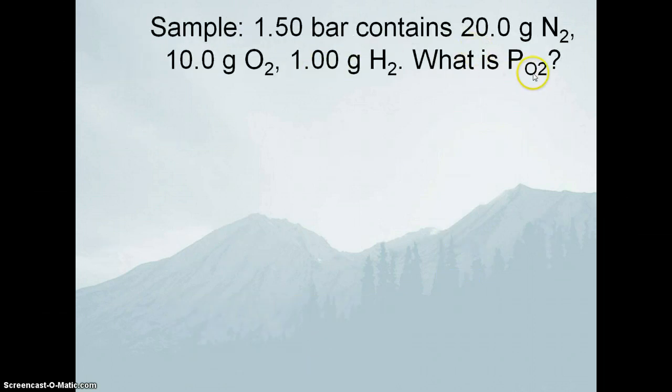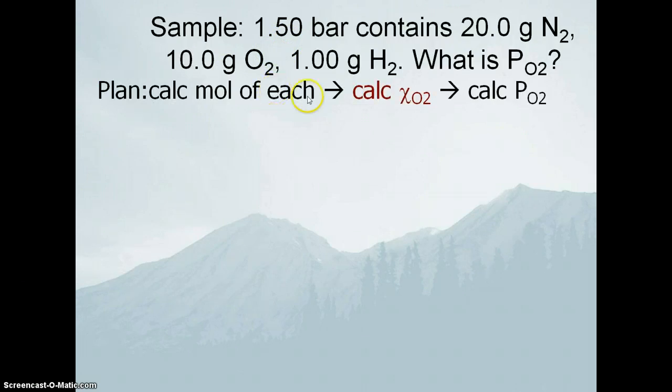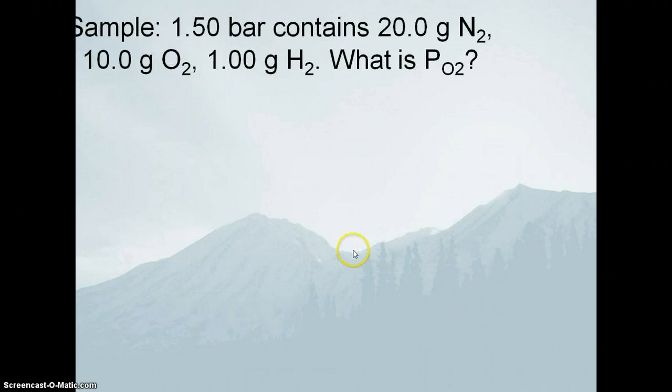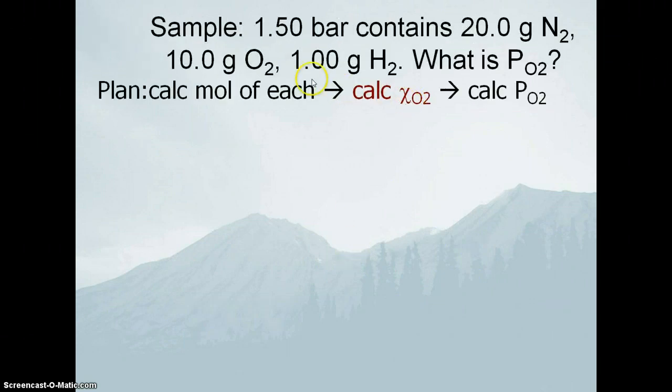So I'm looking for the pressure of oxygen, so if I know the mole fraction of oxygen and the total pressure, I can figure that out. To figure out the mole fraction, I have to figure out the moles of each. So I calculate the moles of each one of the components. So grams of nitrogen into moles, 20 grams of nitrogen, convert that into moles, 10 grams of oxygen, convert that into moles, 1 gram of hydrogen, convert that into moles. So that will be my denominator, total number of moles. And then to calculate the mole fraction of oxygen, I just take the number of moles of oxygen and divide it by the total number of moles. Multiply that by the total pressure, which is 1.5 bar, which will give me the partial pressure of oxygen.